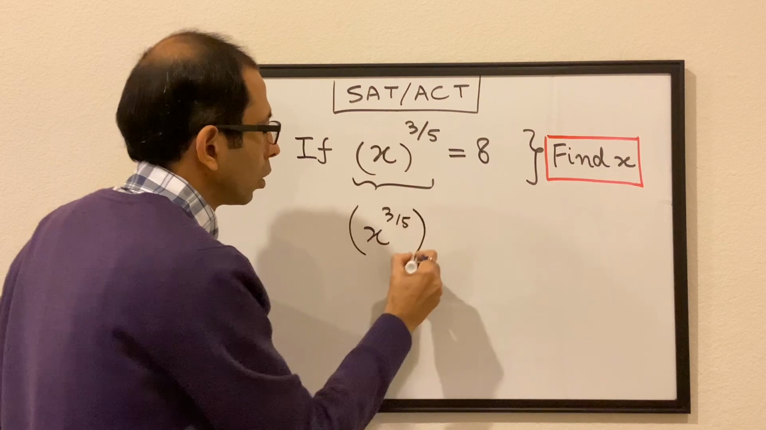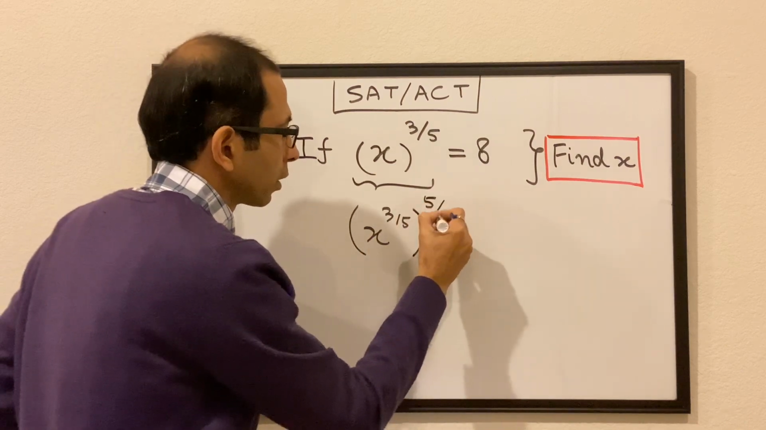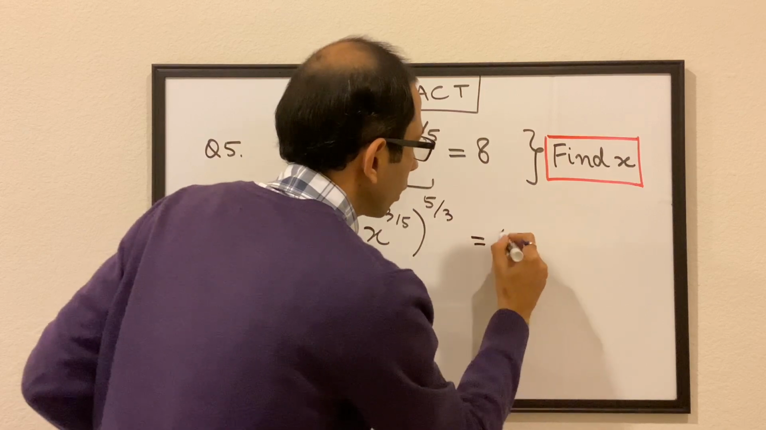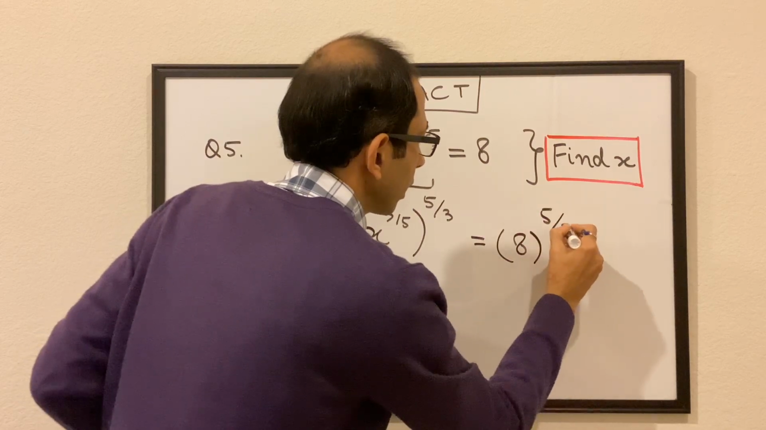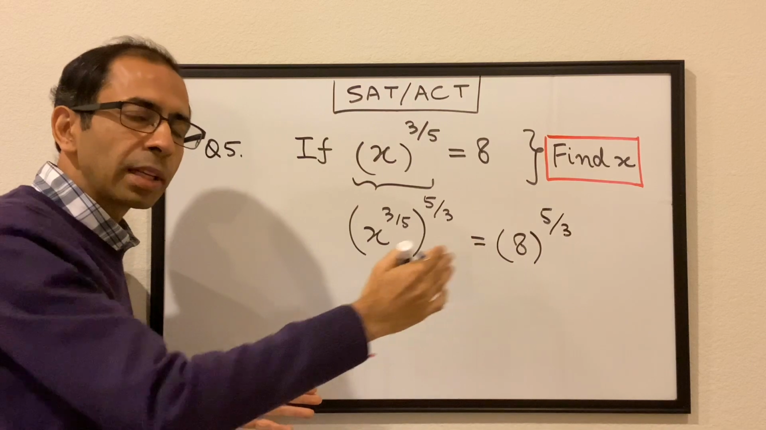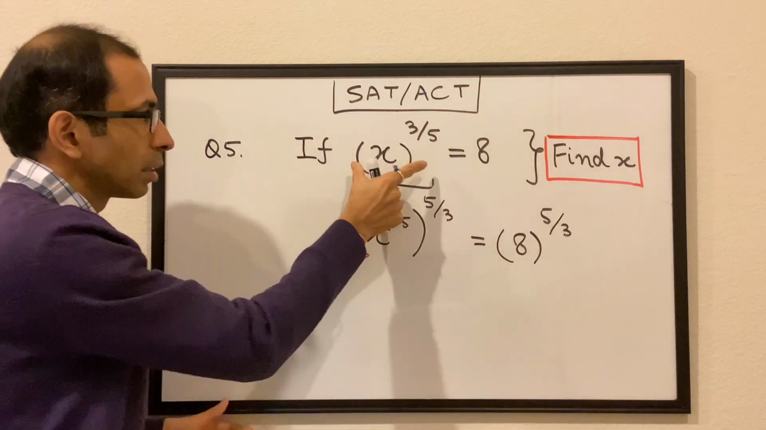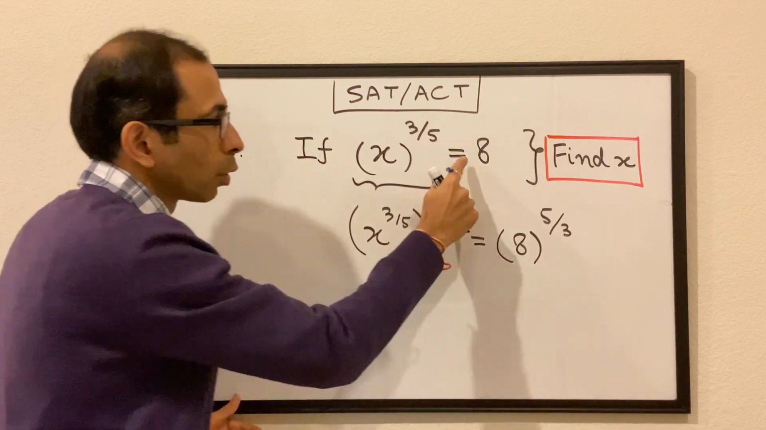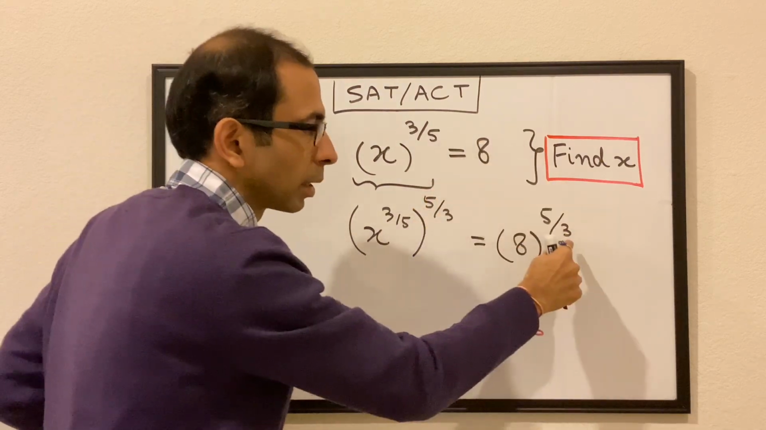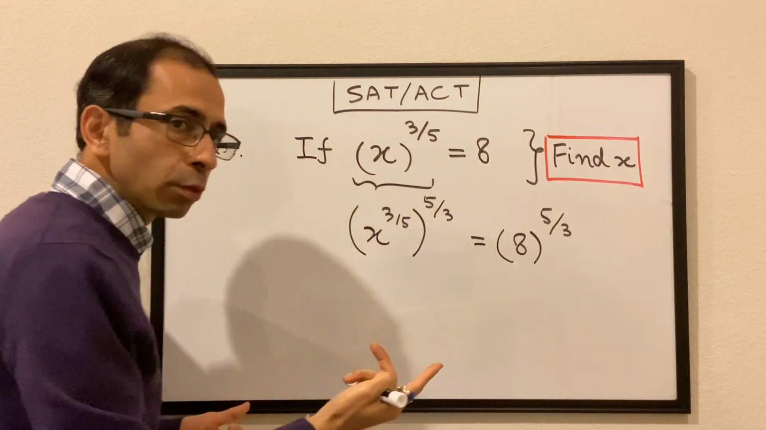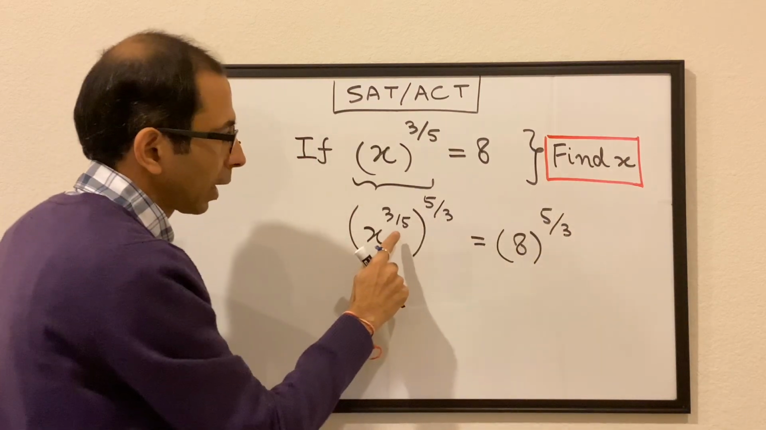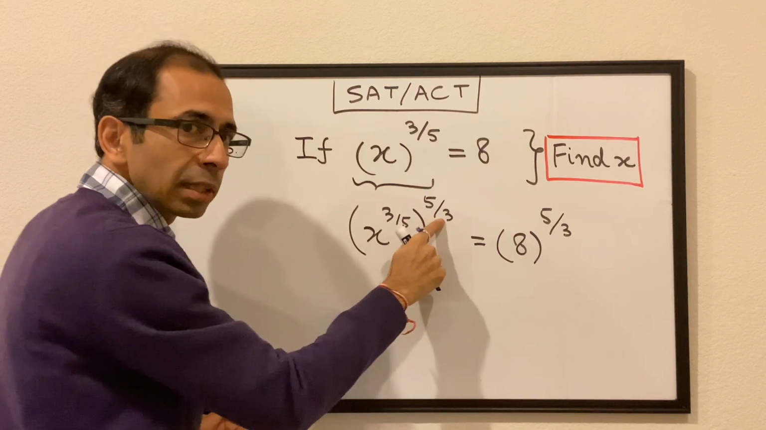So we take the power of 5 by 3 on the left side, and we also take the power of 5 by 3 on the right side. Correct? We're doing the same operation on left and right side, so that's fine, right? Because if this is equal to this, then this to the power of 5 by 3 should also be equal to this to the power of 5 by 3. The reason why we're doing that is that we have to find x, and we know that in such a situation the powers get multiplied.